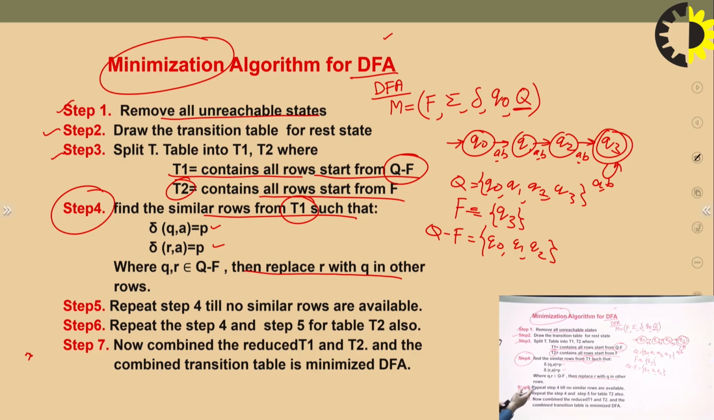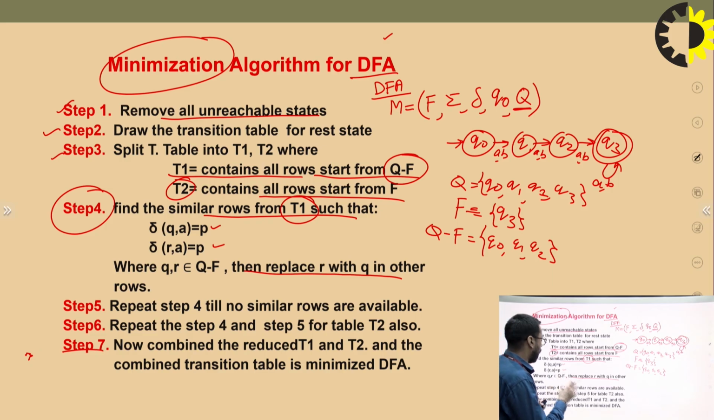Step 6 says to repeat step 4 also for the T2 table. That means we first do it for the T1 table, and when the process for T1 is complete, we do it for the next, that is T2. The next step is to combine the reduced, that is the updated, T1 and T2 tables, and the combined transition table is the minimized DFA.